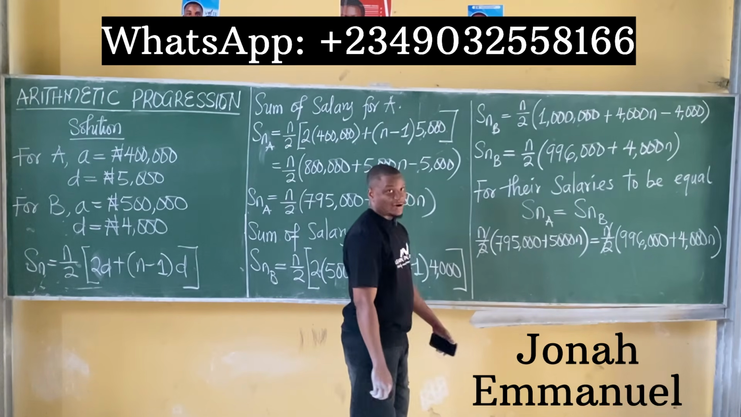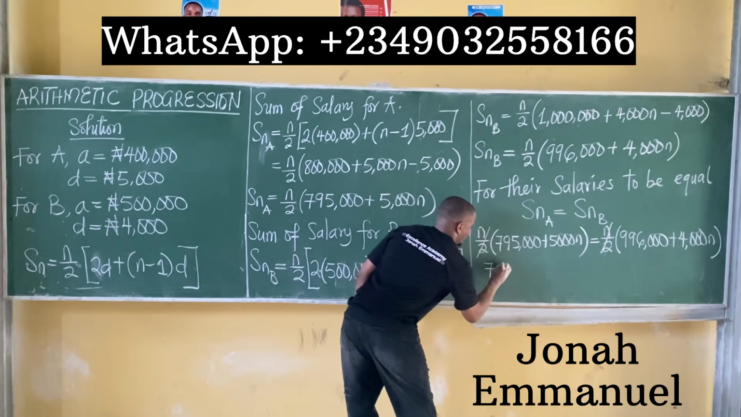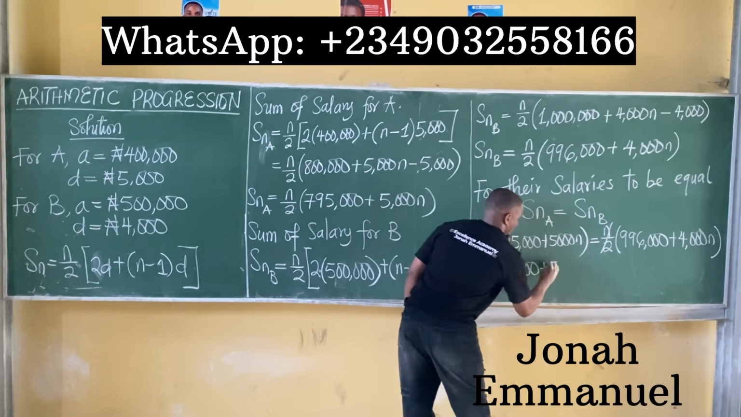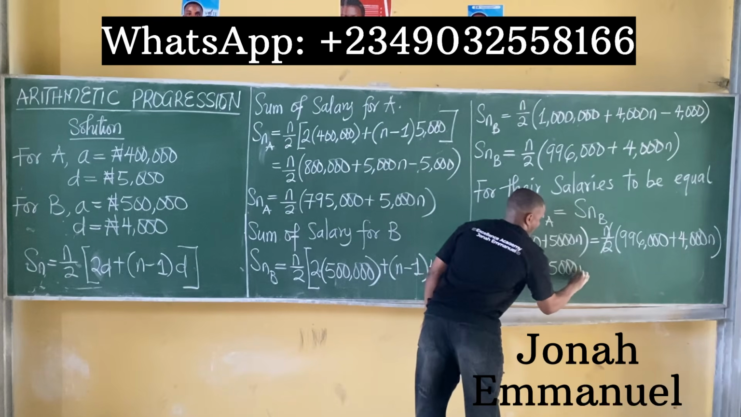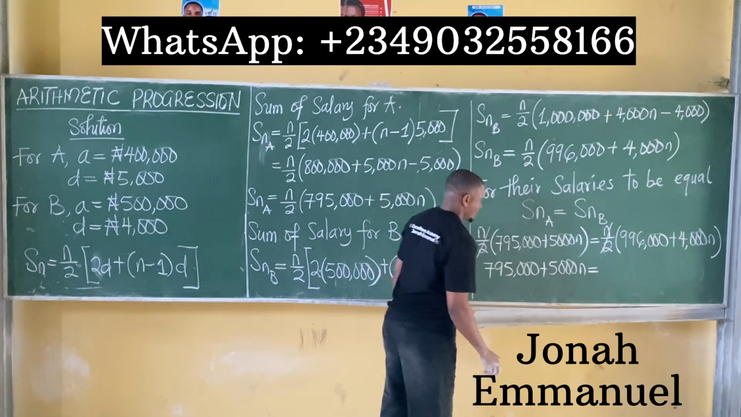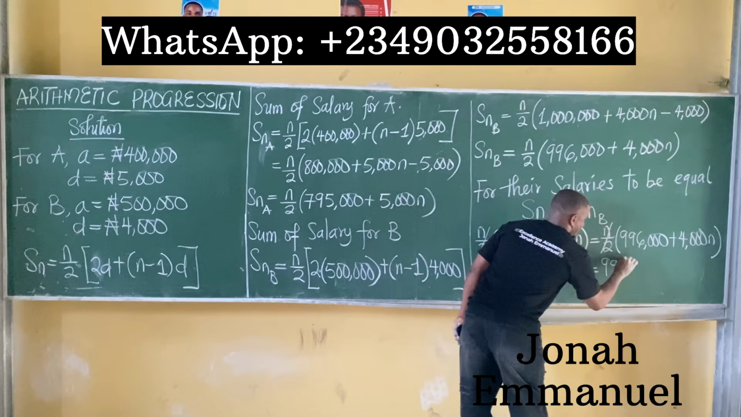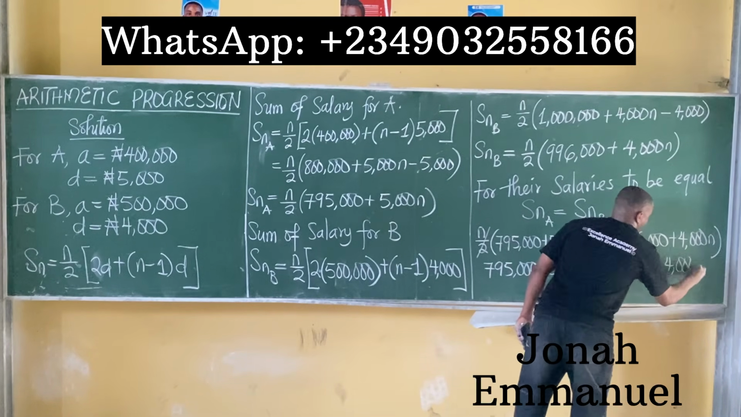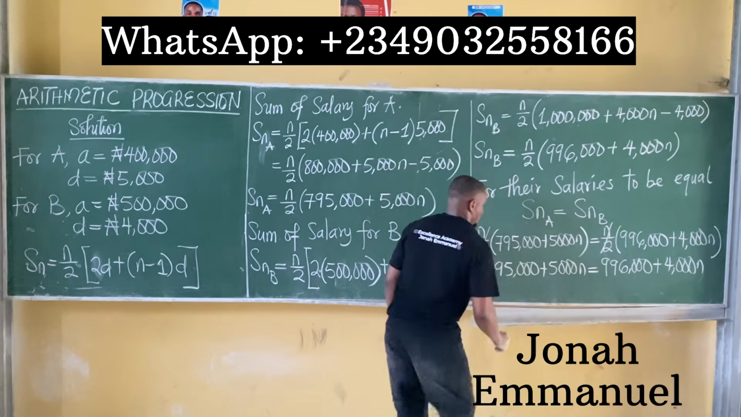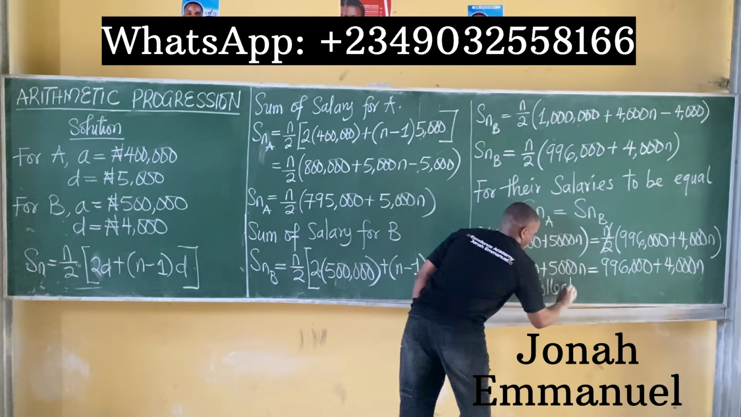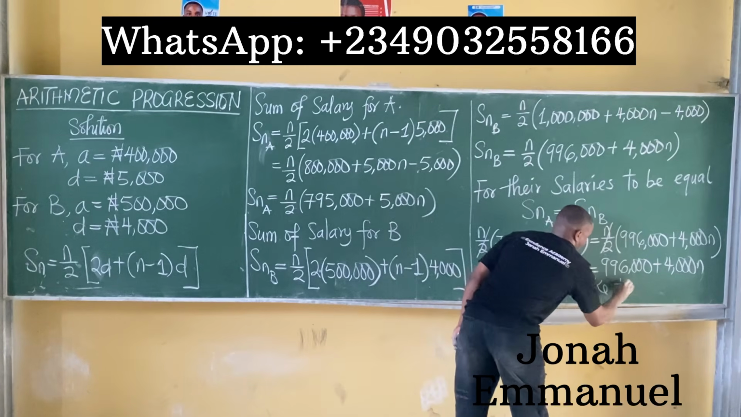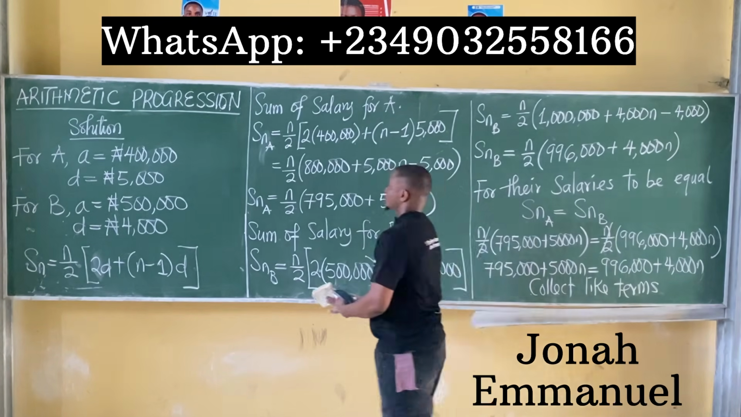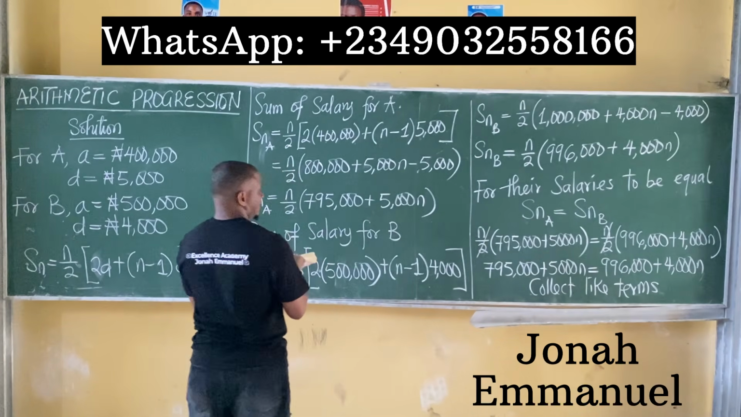With this, now I am left with 795,000 plus 5,000 n is equal to 996,000 plus 4,000 n. At this juncture, we'll say collect like terms. Let's collect like terms. What do we have?